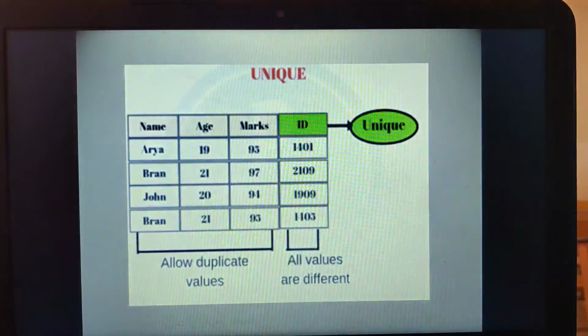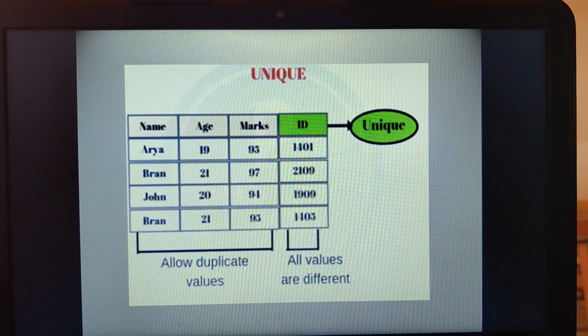One example I can show you here. Let us consider this is a student table, wherein we have the fields like name, age, marks and ID. You can see here that on ID we have applied a unique constraint. Therefore, all the values in this particular ID column should be different. But in the other columns I haven't applied any unique constraint. There can be a repetition in name, or there may not be. But look at the age here.